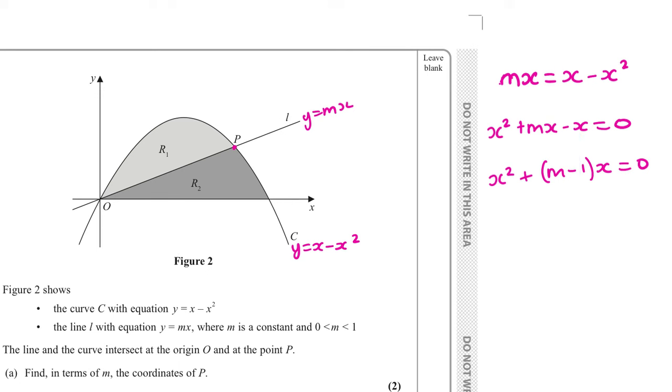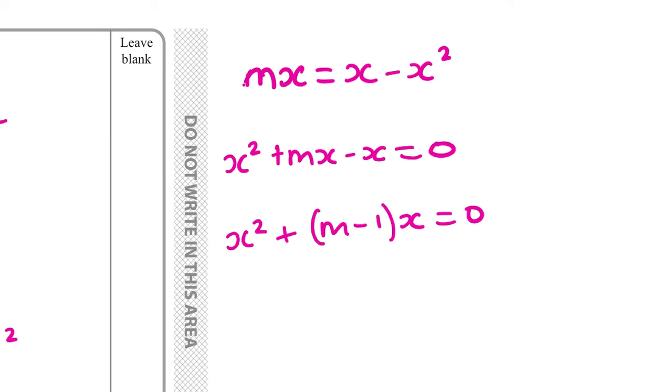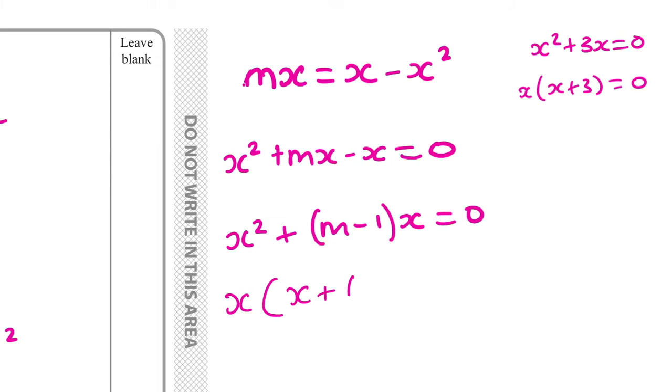Okay? Now, the best way to think about it is when we have like this m minus 1. What is m minus 1? It's just a number. Okay, it's just a number. If m was 4, m minus 1 would be 3. Yeah? Think about it like this. If you had x squared plus 3x equals 0, what would you do? You'd factorise out an x, wouldn't you? Can we see that? Yeah? So this is what we're going to do. If we factorise out an x, we're going to get x plus m minus 1 equals 0.